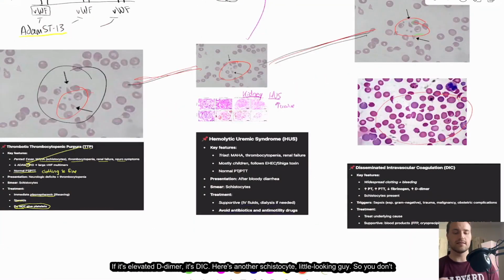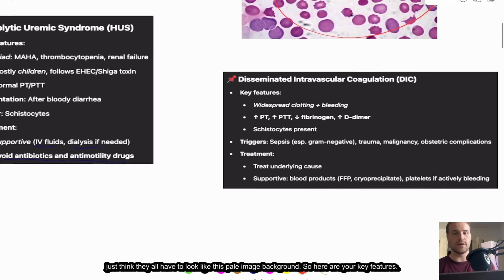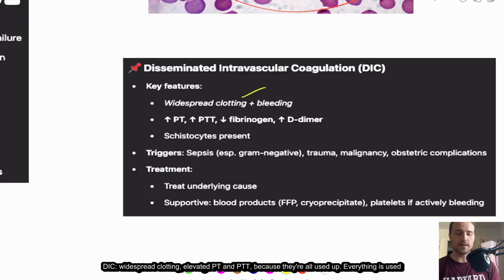Here's another schistocyte, little looking guy, so you don't just think they all have to look like this pale image background. So here are your key features. DIC, widespread clotting, elevated PT and PTT, because they're all used up. Everything is used up. So the D-dimer is used up.